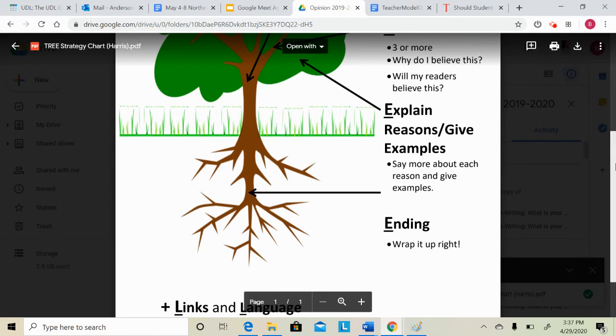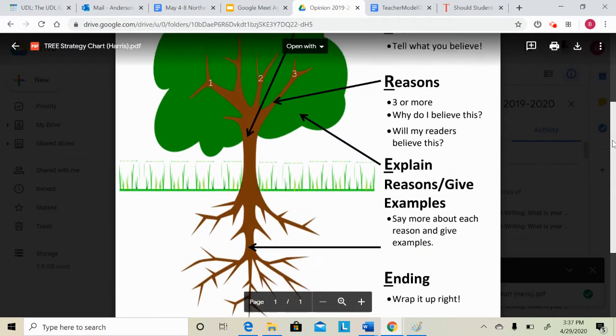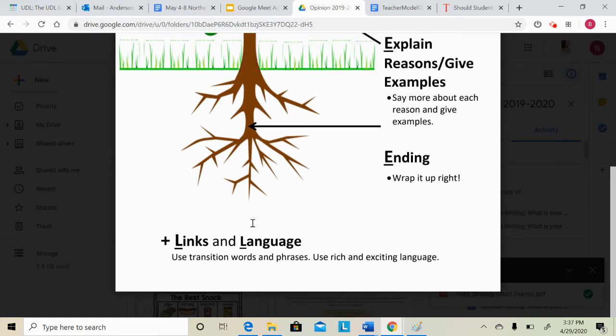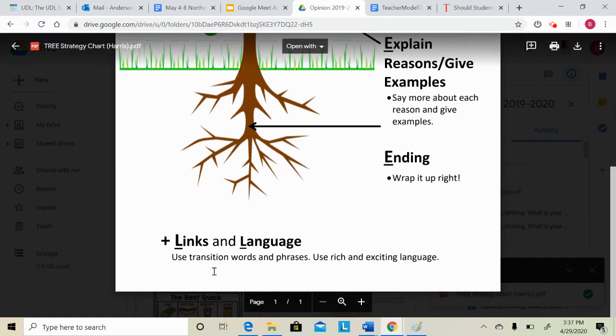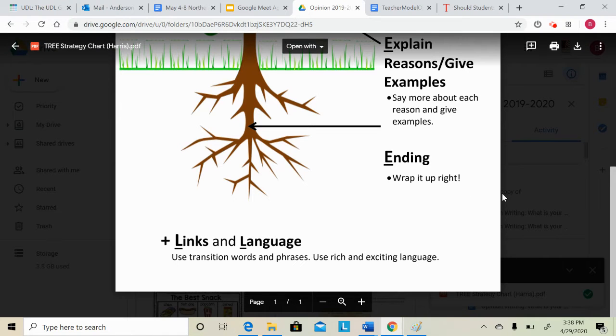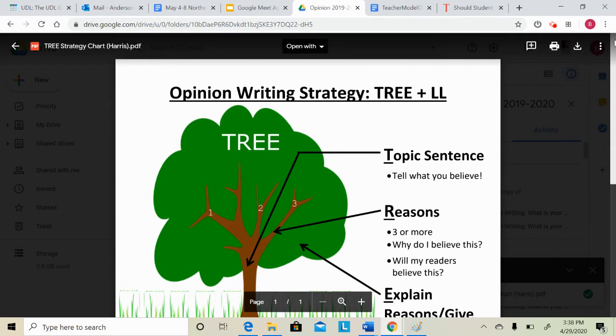So those are the different parts of the tree strategy. We also have a bonus section called LL, so links and language. We want to make sure our essay has transition words and phrases that connect it together and has exciting and rich language that makes it interesting for the reader to read about. Okay, so that is our tree writing strategy. We're going to practice finding that in a piece of writing.